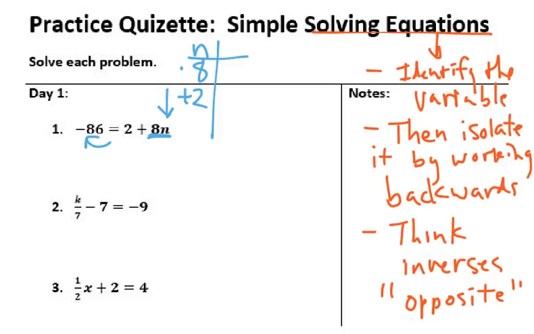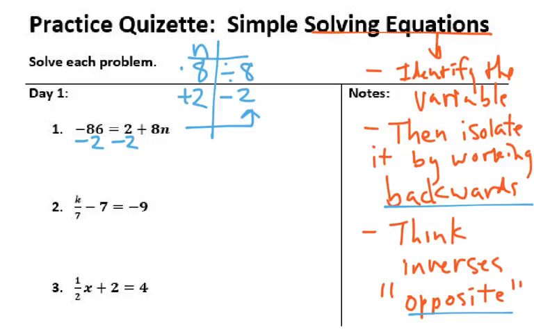So what we want to do is go backwards and think the opposite. So let's go in the opposite direction and think the inverse. The opposite of plus 2 is negative 2. The opposite of timesing by 8 is dividing by 8. And that's going to get us to our answer. So that's where we start. We subtract 2 from both sides. Those cancel out. Negative 86 minus 2 is negative 88, equals 8n, because 2 minus 2 is 0. Then we divide by 8 on both sides, and we get negative 11 equals n.